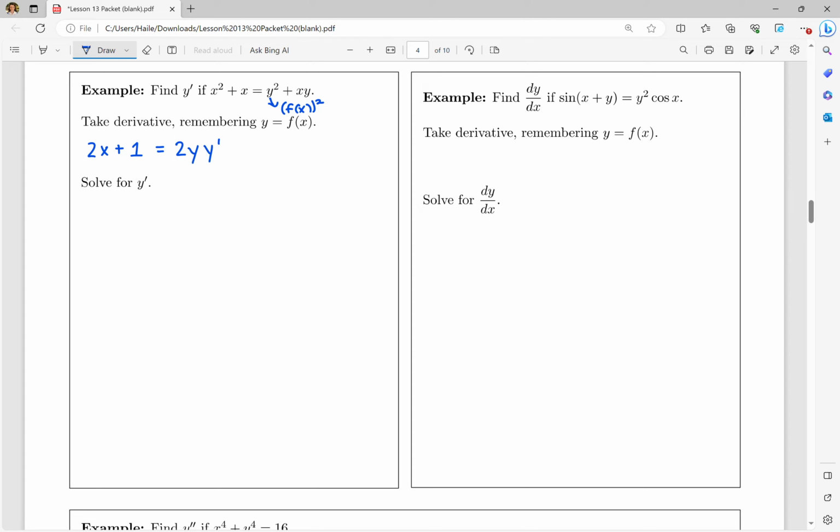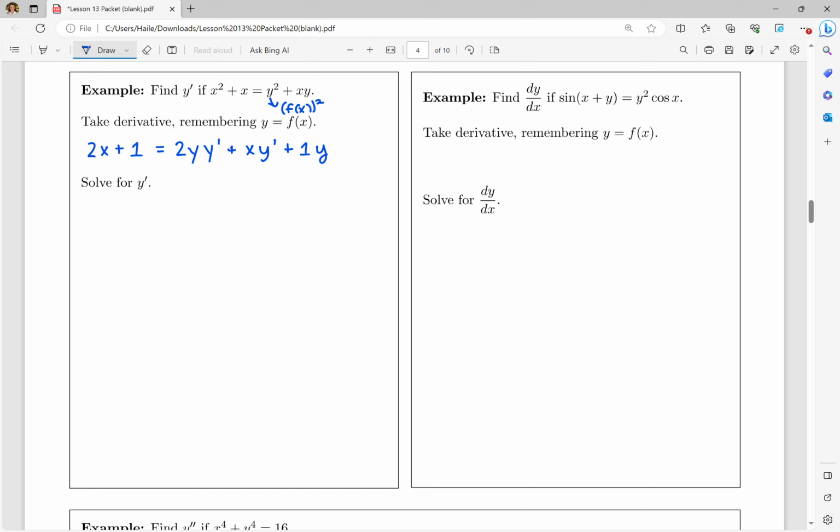And then finally, when I see x times y, that's going to be a product rule. So I'm going to have x times the derivative of y, which is y prime, plus 1, which is the derivative of x, times y. So that is my derivative taken implicitly.